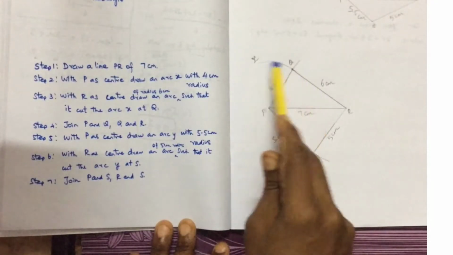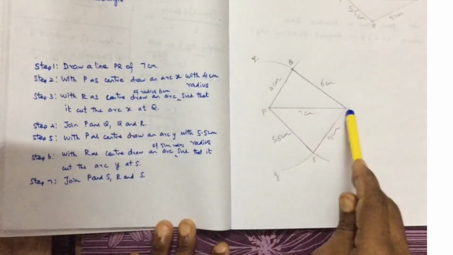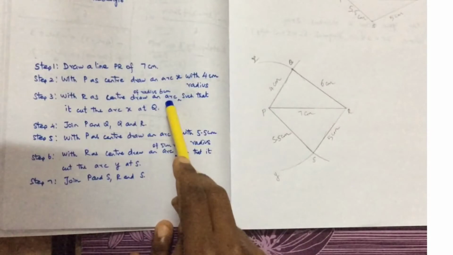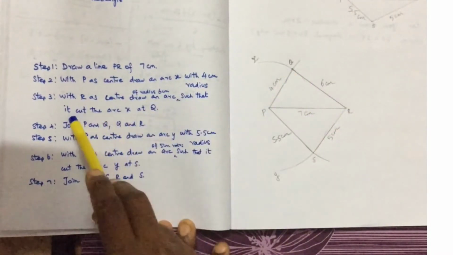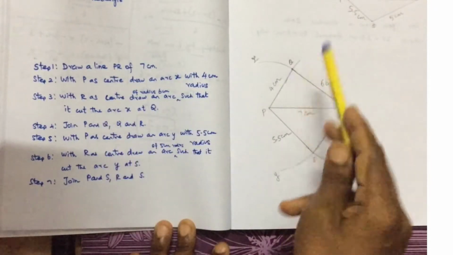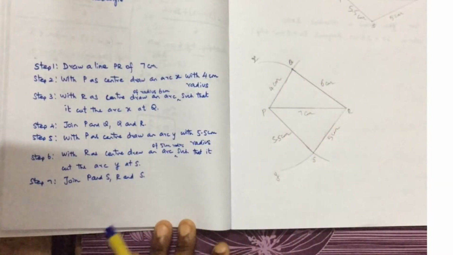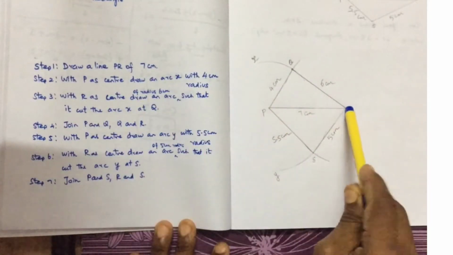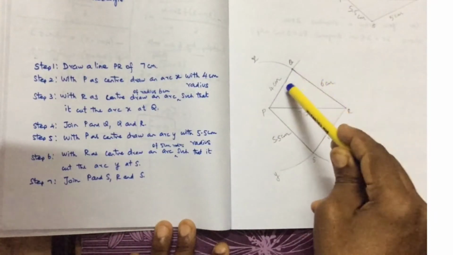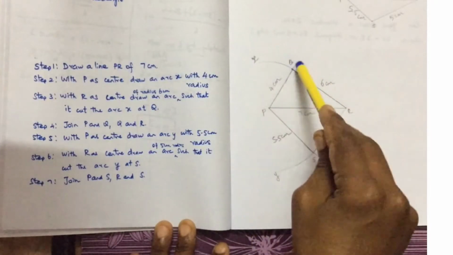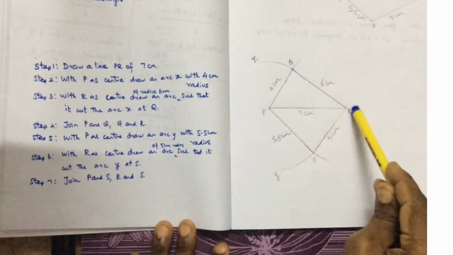Okay, then the same thing, we cut another arc here. So with R as center, draw an arc of 6 centimeter radius such that it cuts the arc X. This arc should cut this arc X at the point Q. Okay, in whatever way you want, you can write it. So with R as center, 6 centimeter as radius, you should draw an arc such that it cuts the arc X at Q. Now we have to join this P and Q and Q and R.